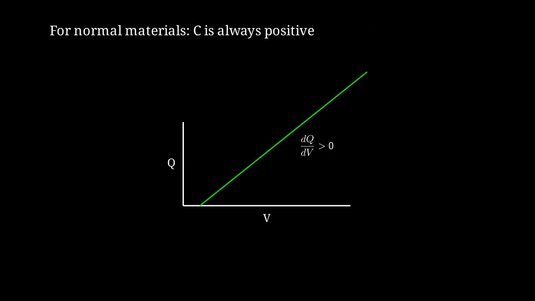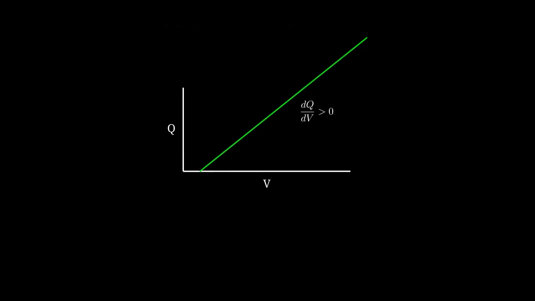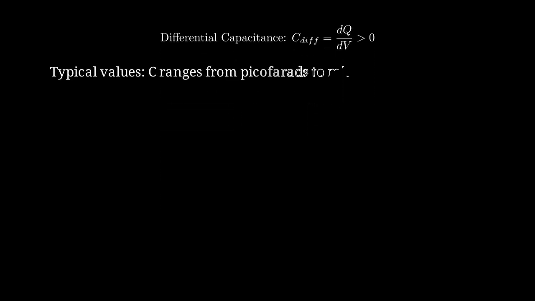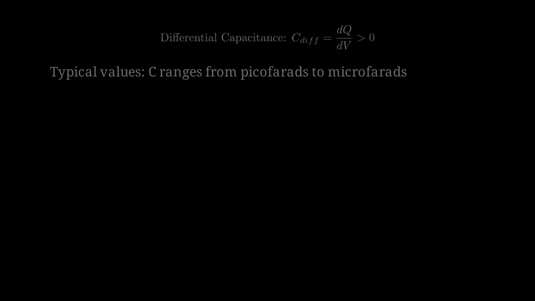Here's a Q versus V plot for a normal capacitor. The slope is always positive, meaning dQ by dV is greater than 0. The differential capacitance, which is dQ by dV, is always positive for conventional materials. Typical capacitance values range from picofarads for tiny structures to microfarads for larger devices.